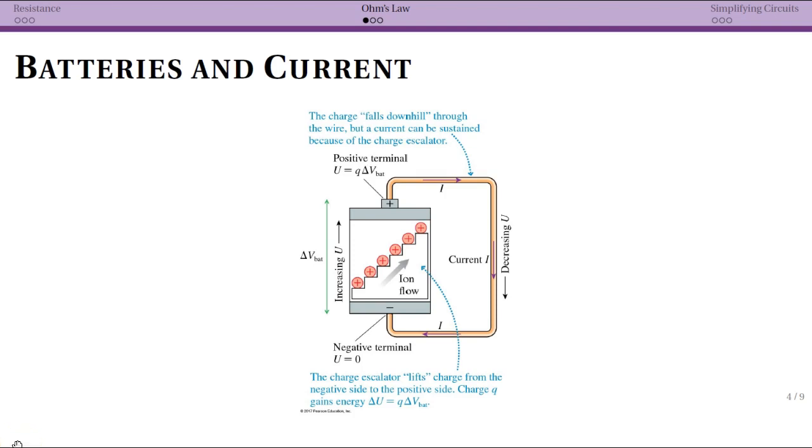So we have now related potential difference to current, and we've talked about the resistance of individual objects. We're about to put it all together into Ohm's law. But one of the things that we want to do here is to actually bring batteries back in.